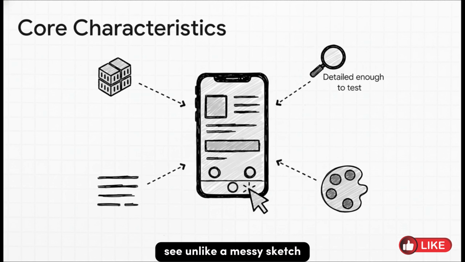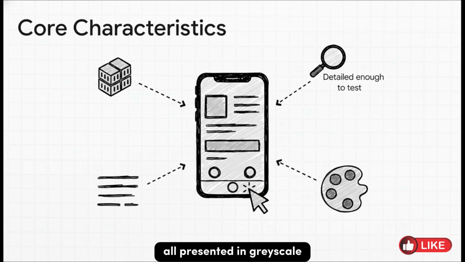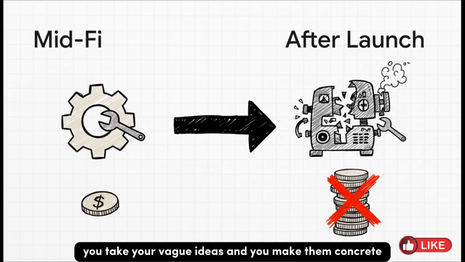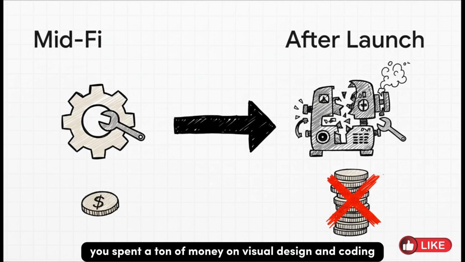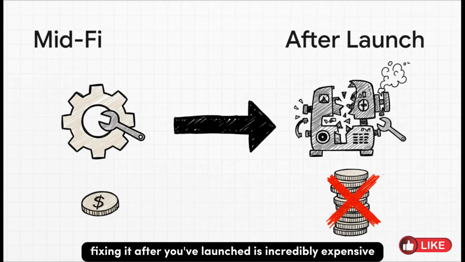Let's break down what really makes it tick. See, unlike a messy sketch, it has a clear structure. It's detailed enough that you can actually put it in front of real users to test. And the focus here is on real content, all presented in grayscale, and it's built to be interactive. And why is this such a big deal? Well, because this is the stage where you catch the big problems. You take your vague ideas and you make them concrete. You spot confusing flows, and you get to test your content before you've spent a ton of money on visual design and coding. Look, fixing a problem here is cheap. Fixing it after you've launched is incredibly expensive.